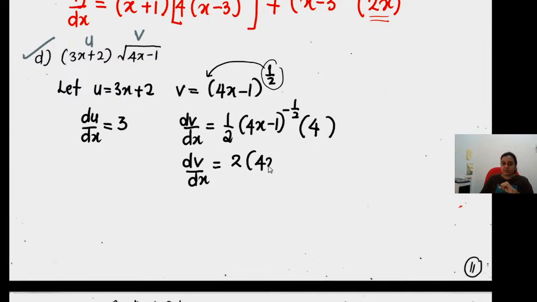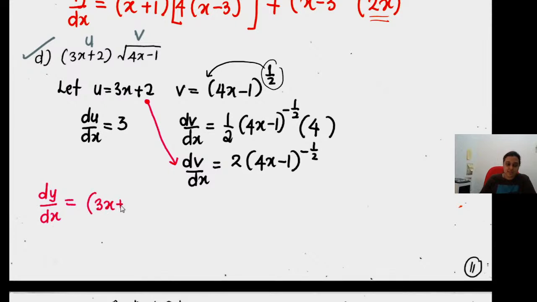This one I'm just going to copy back only. Leave the power negative first. Don't bring it down first, leave it first. Because now we're going to use all these and substitute into the formula, the product rule. So product rule, dy/dx. Start with u times dv/dx. For u I write down 3x plus 2. The dv/dx, put in a big bracket.